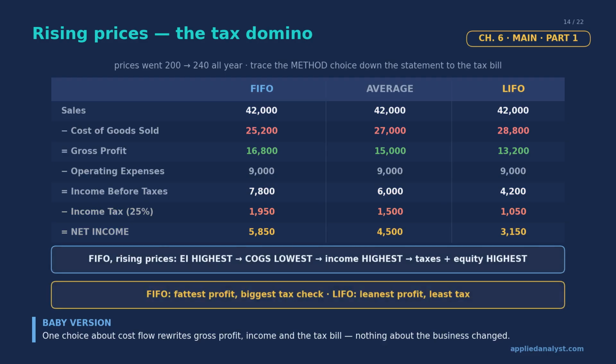Pick FIFO when prices rise and you report the fattest profit, and hand the IRS the biggest check. Pick LIFO. Report the leanest profit, pay the least tax. Same company, same year, same everything. Which sets up the most obvious question in the chapter. If FIFO makes you look richer, why would any sane company pick LIFO and choose to look less profitable? Let's give that a real answer.